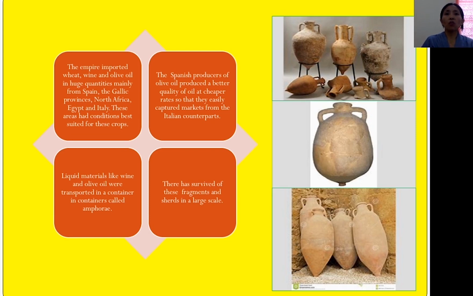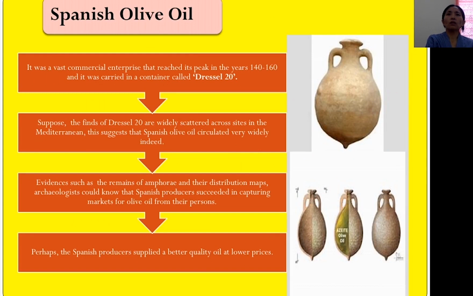Liquid materials like wine and olive oil were transported in a container called amphorae. These are images of amphorae. Fragments and shards of them survive on a large scale. Hence, it is possible for archaeologists to reconstruct the exact shapes and contents of these containers by examining the clay, so as to find what they actually carried and where they were produced, by matching the finds with clay pits throughout the Mediterranean Sea.